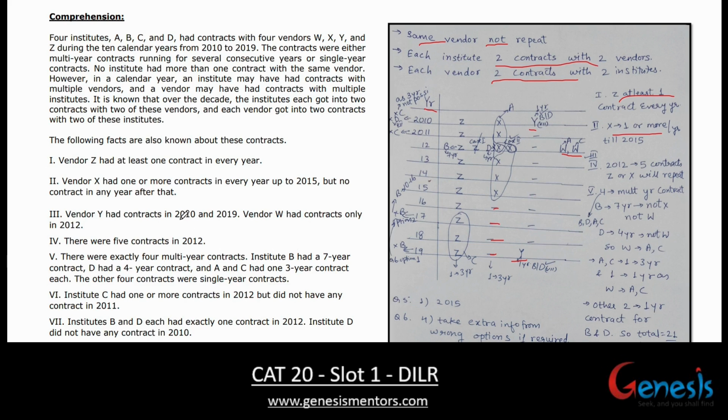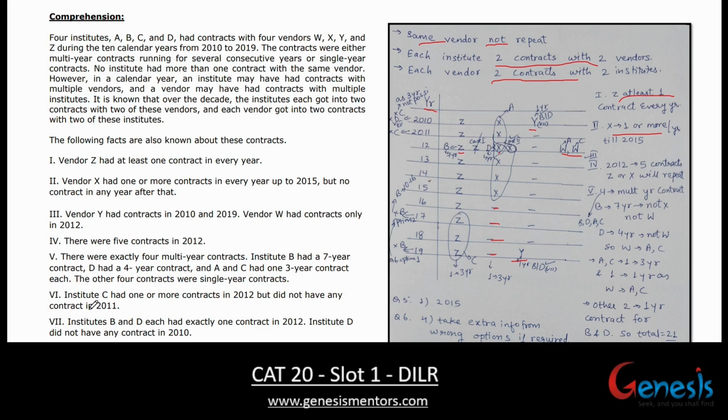Now the fourth condition: there were 5 contracts in 2012. In 2012 there are a total of 5 contracts, so 2 of these are W, one is Z, one is X. That makes 4, and the remaining 1 can be either X, Z, or Y, we don't know as of now. It can be anything.